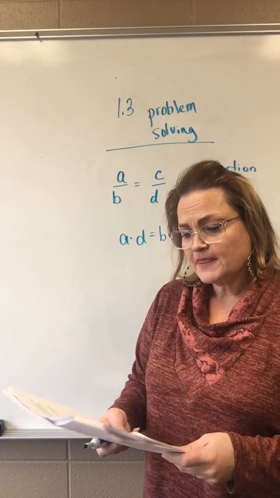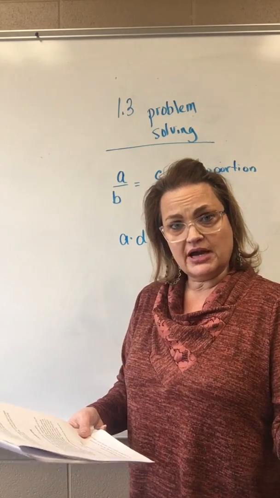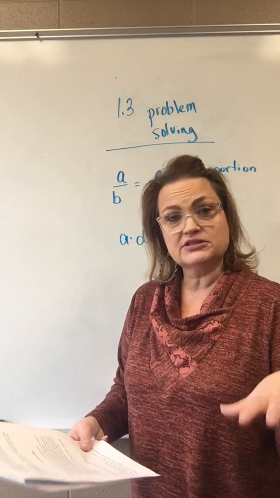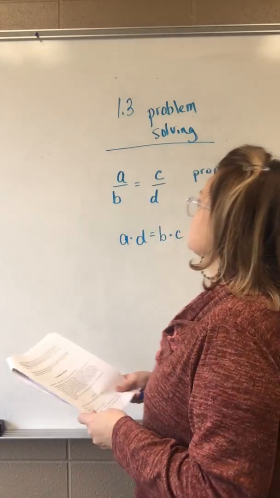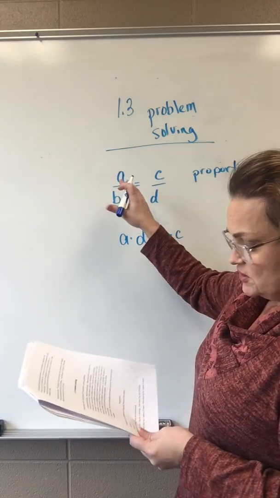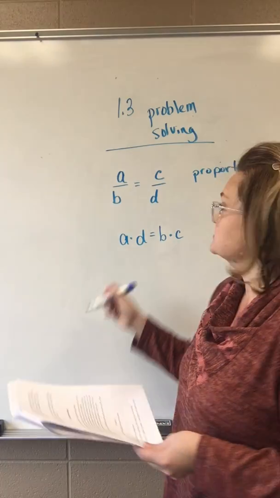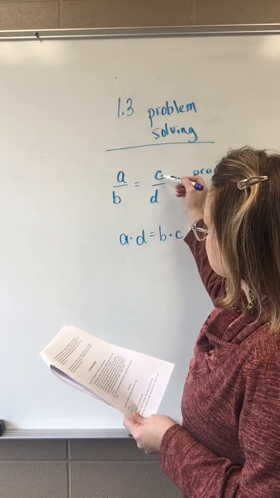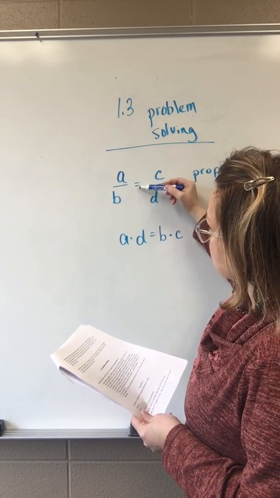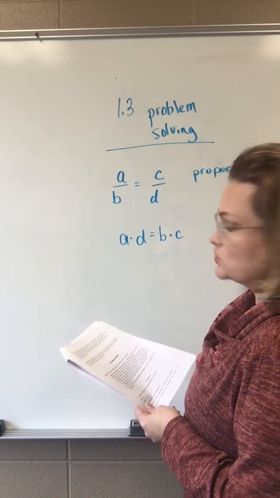Check that out. All right, now another type of reading problem that you might encounter is a proportion. So we're going to talk about proportions here in problem solving. A proportion is a statement of equality between 2 ratios, like A is to B as C is to D, or A over B is equal to C over D. That's called a proportion.